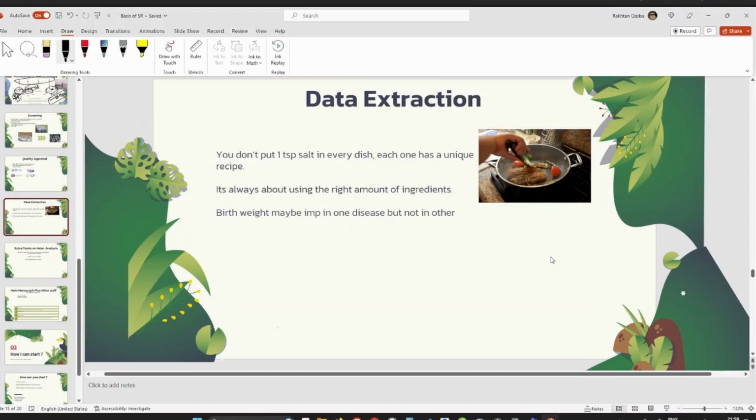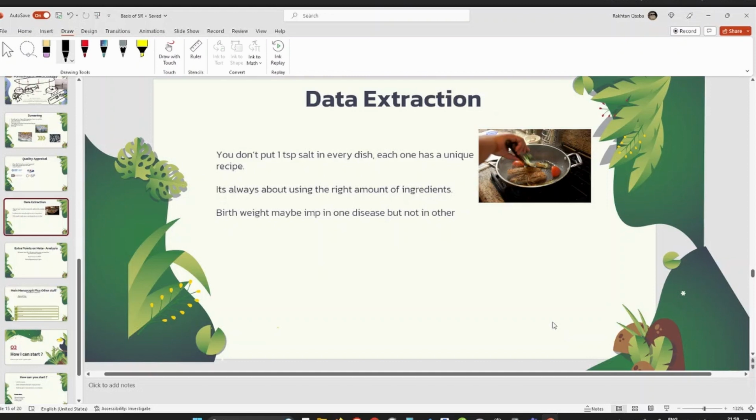You have to know what you want to extract. It's the same as when you want to cook a fish. You need to put in the right amount of ingredients, the right amount of each part of whatever dish you are trying to make, whatever question you are trying to answer. You need to pull out the data.